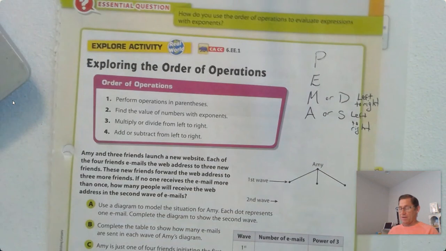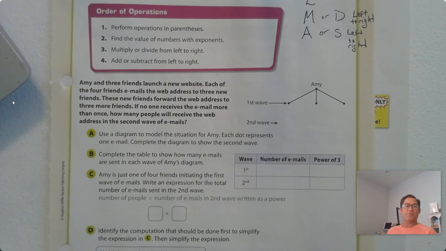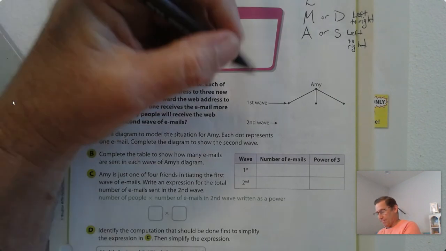All right. So let's look at our first example. Amy and 3 friends launch a new website. Each of the 4 friends emails the web address to 3 new friends. These new friends forward the web address to 3 more friends. If no one receives the email more than once, how many people will receive the web address in the second wave of emails?